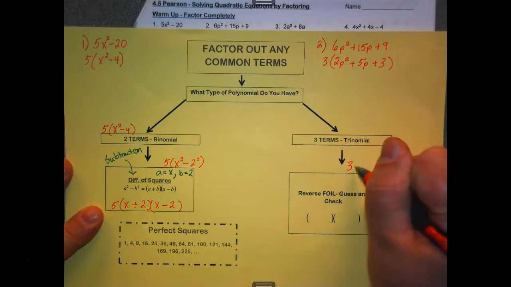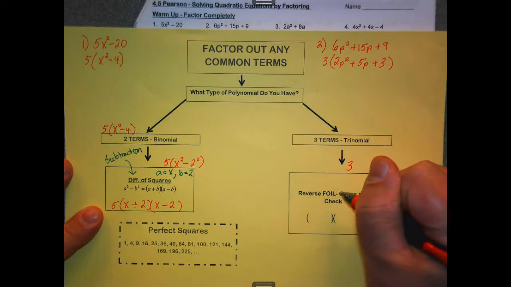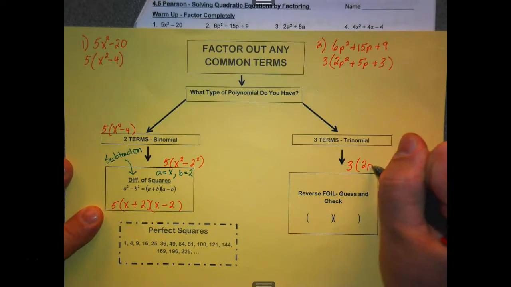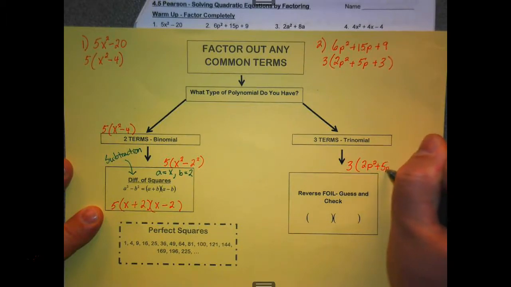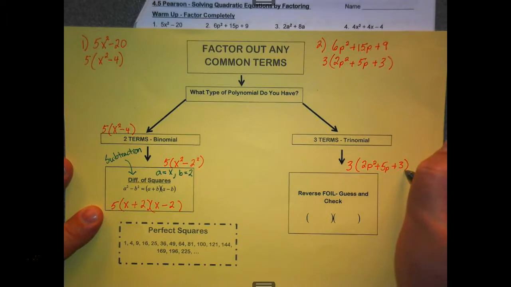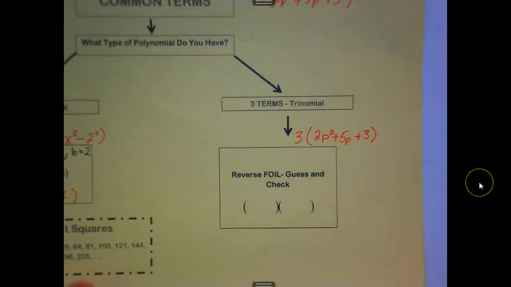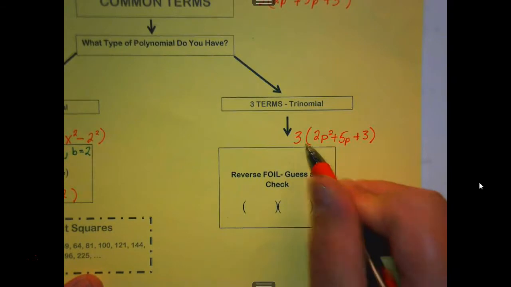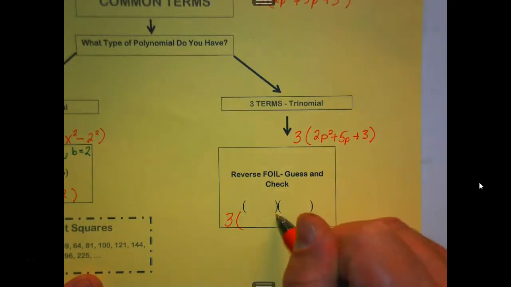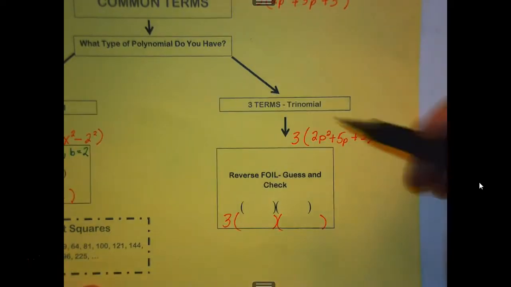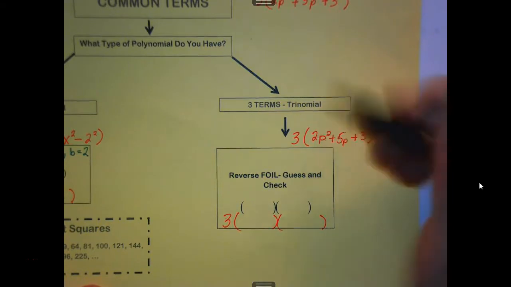So I'm going to have to use the reverse FOIL guess and check method. Do you remember this? Anyone? Bueller? Okay, how do we guess and check using reverse FOIL? Well, first of all, bring down your 3. Then we have to find the factors of the F in FOIL.